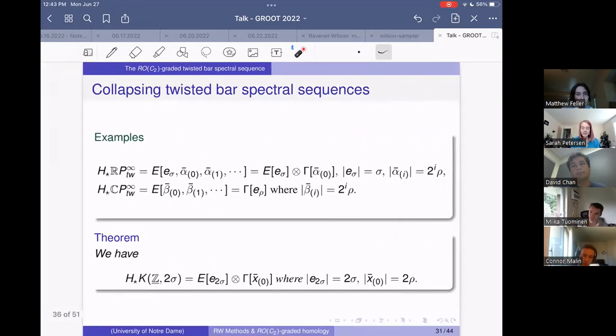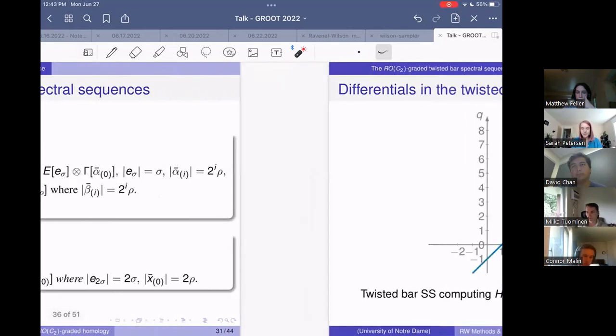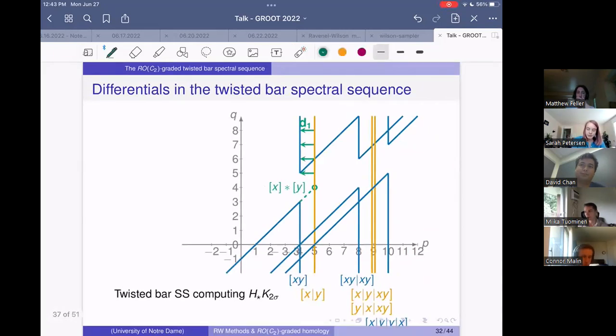So some other examples in which this twisted bar spectral sequence collapses is in computing... So we just did the homology of RP infinity twisted. We could also do twisted CP infinity, and then KZ 2 sigma collapses as well. So that's great. From there, we would maybe want to compute the homology.